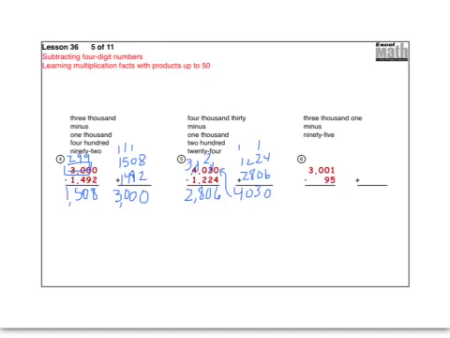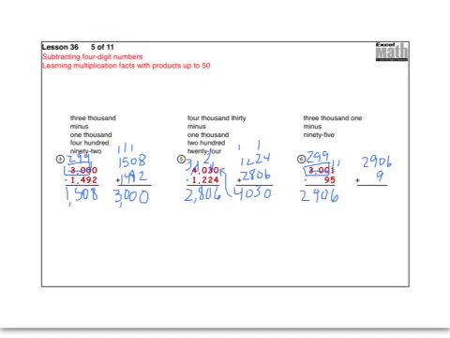3,001 minus 95. 1 minus 5, can't do it. Come next door and there's nothing there, so I'm going to call it 300 tens, borrow or regroup as we call it, from 300 tens to make it 299 tens, and then I'm going to put that 10 with the 1 there, so now I have 11. 11 minus 5 is 6, 90 minus 90 is 0, and then I have 2,900 with nothing being taken away from it, so 2,906.